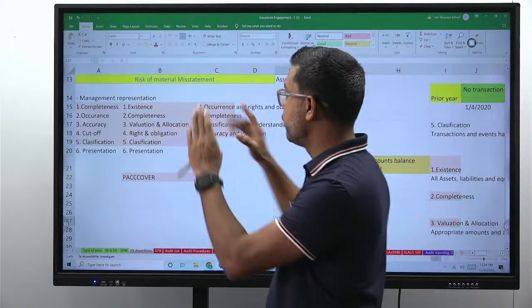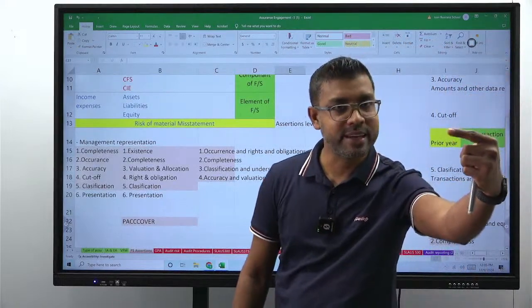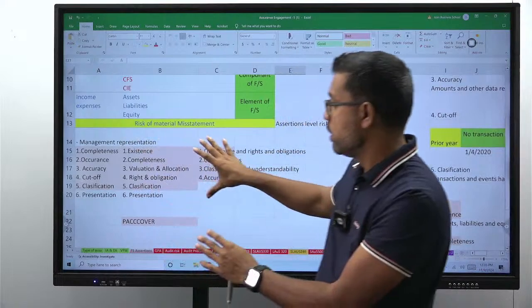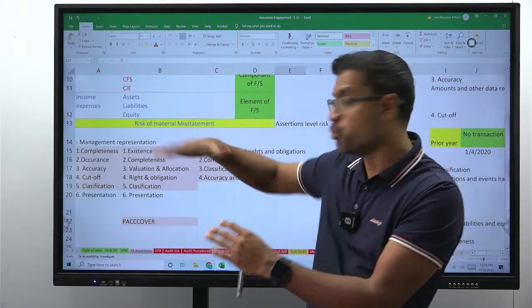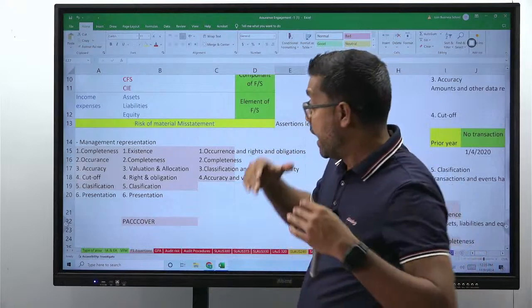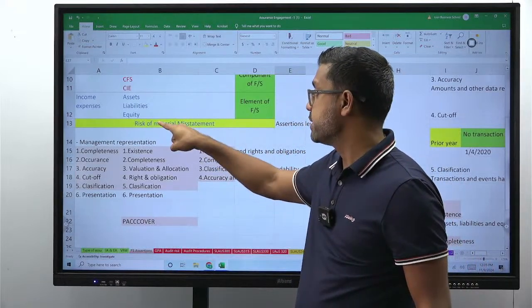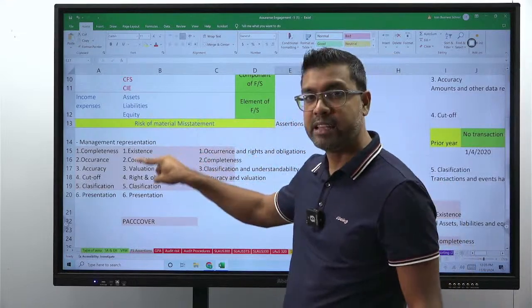So basically, what is the learning outcome here? We are auditing financial statement assertions. There are 3 levels of assertions. Assertion means simply management representation. What is management's view on this? The auditor's duty is to see whether there is any risk of material misstatement associated with this management representation.